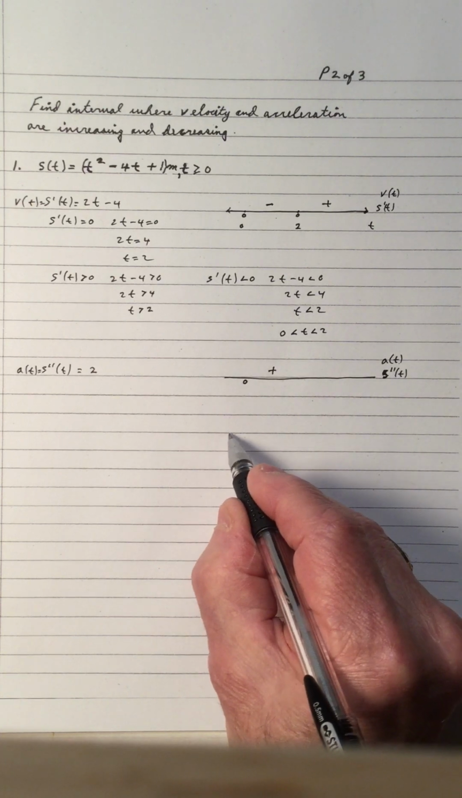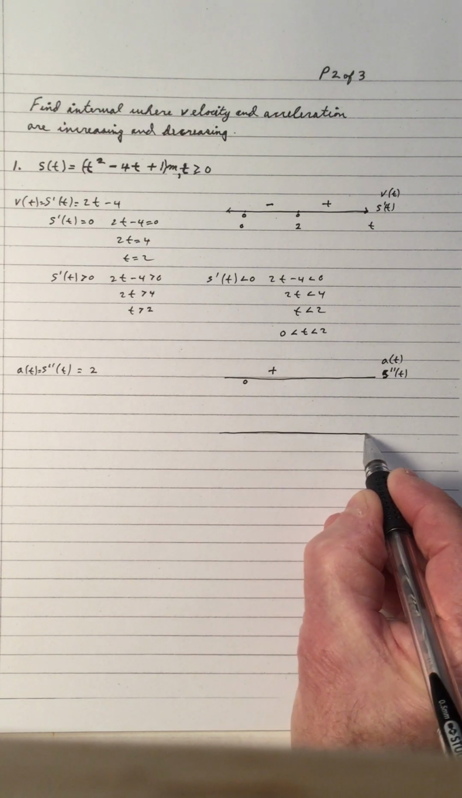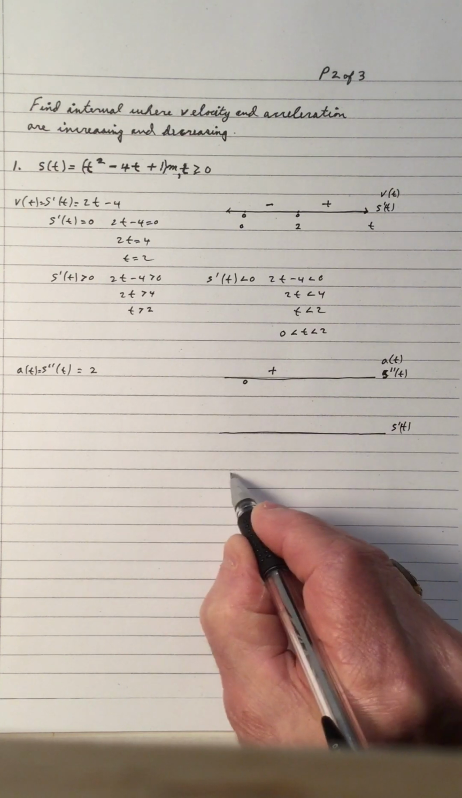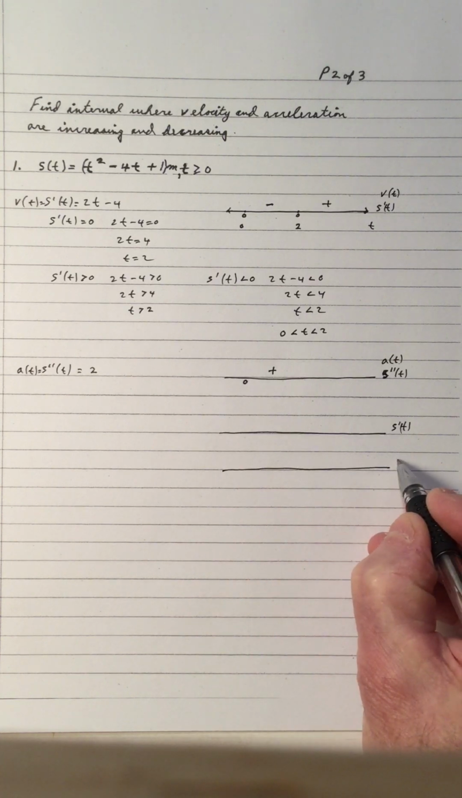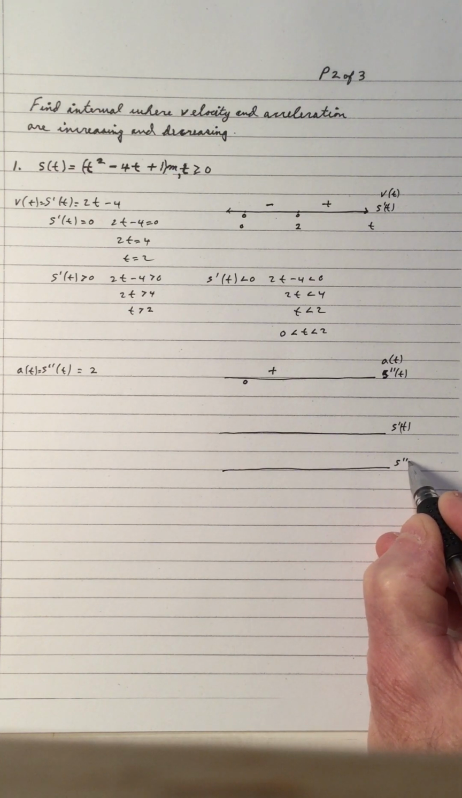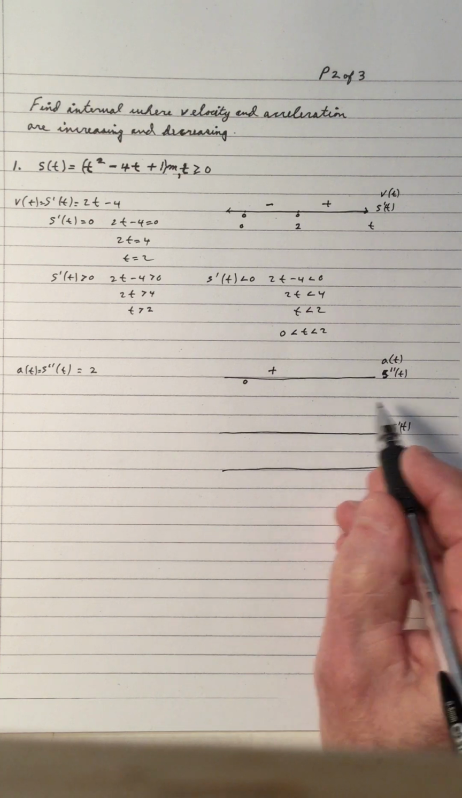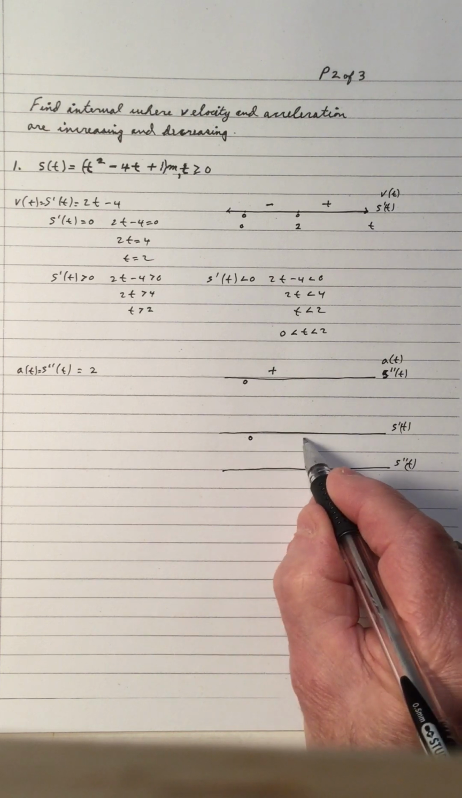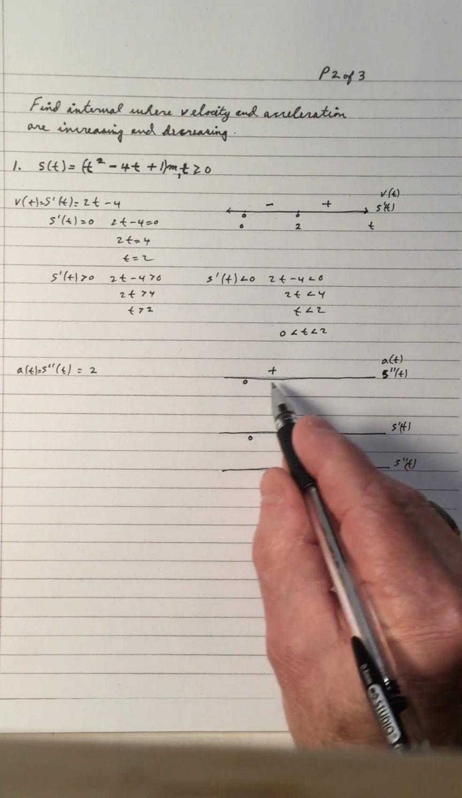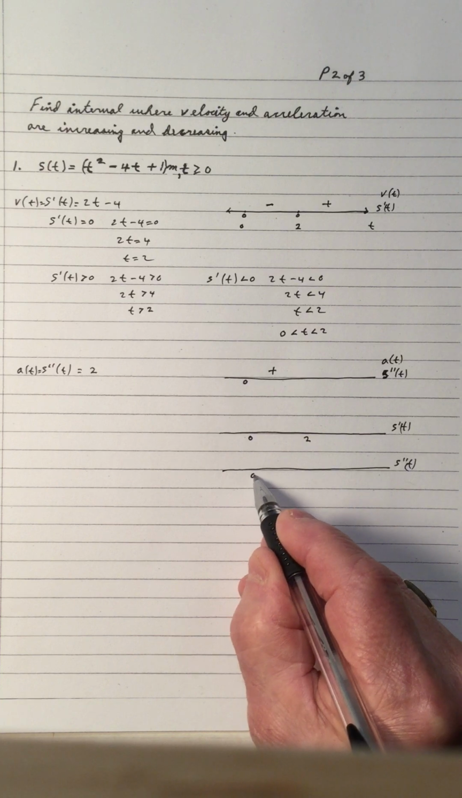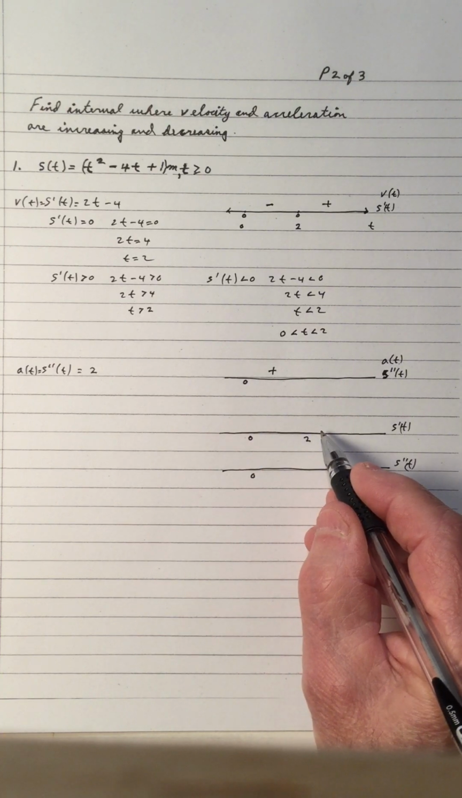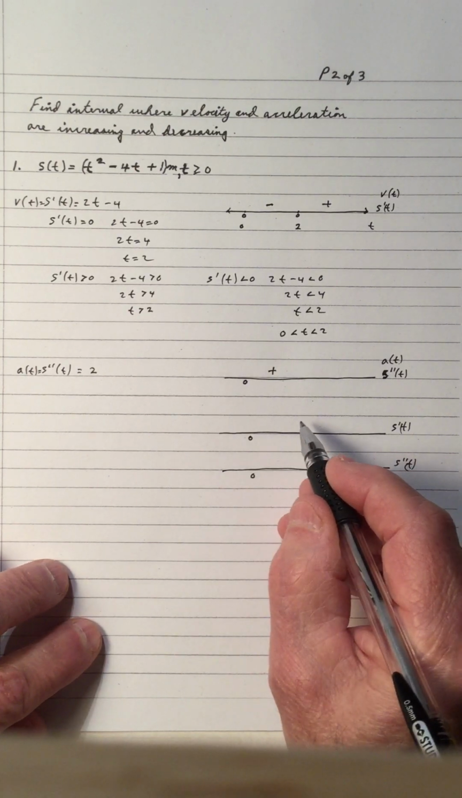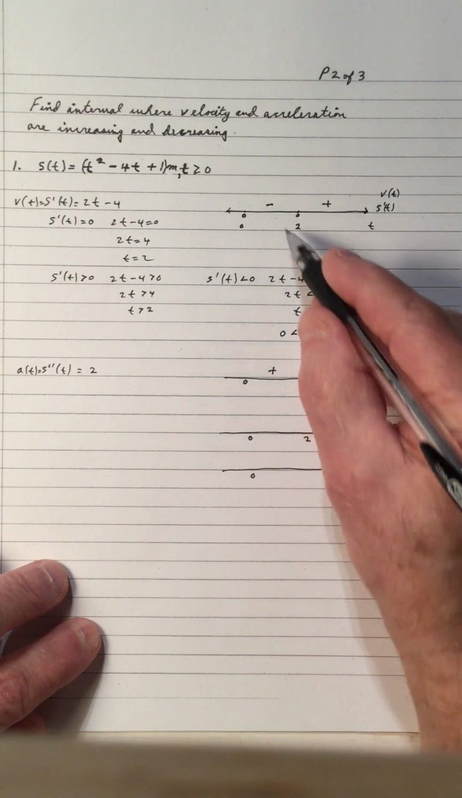So now, if we take the two of these and put them together, I'm putting them together like this. This is s prime of t, and below that I'm going to put s double prime of t, which is acceleration. So right here we have a 0 and a 2, and right here we have just a 0, and we put the plus.